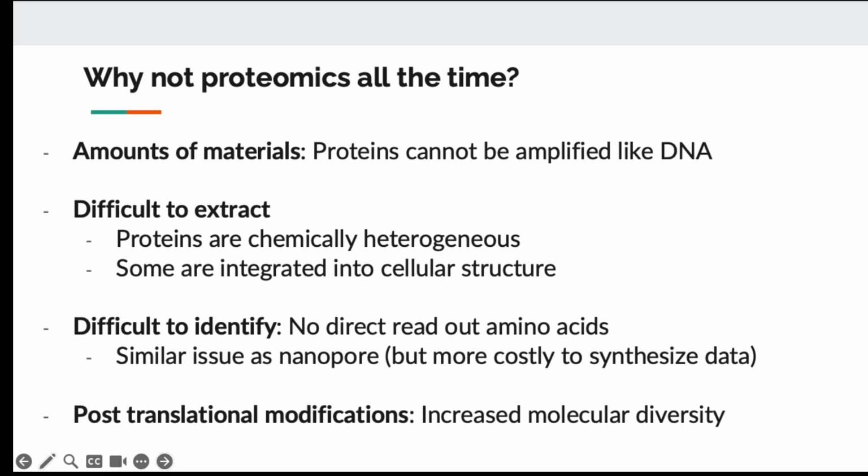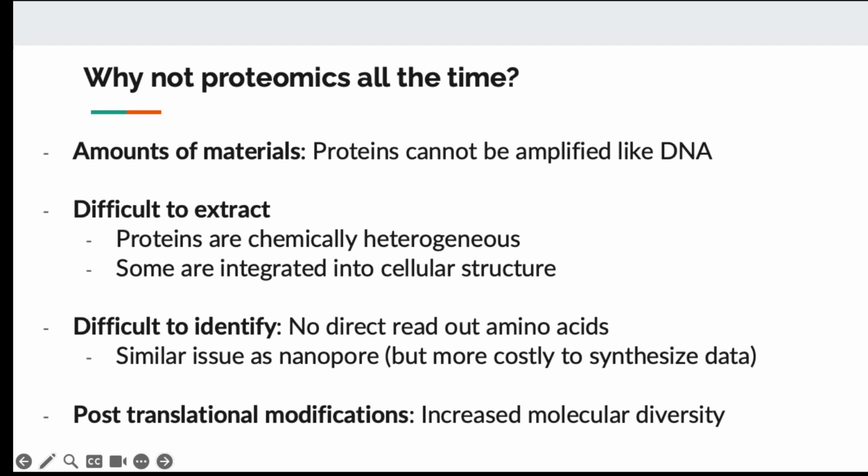So we have a problem that's similar to nanopore technology. Nanopore technology utilizes the change in structure of the DNA or RNA strand. So they don't have the readout for individual nucleotides. So they have to train deep learning models to process the signal. So the same challenge also occurs for proteomics with mass spectrometry data.